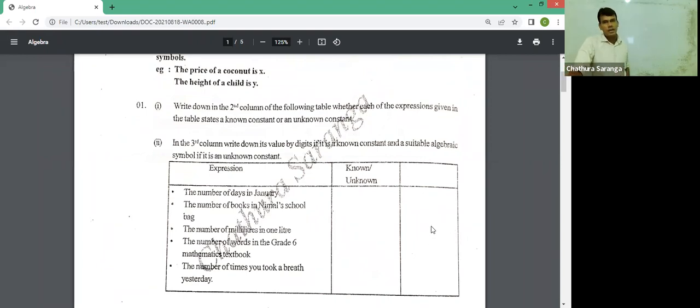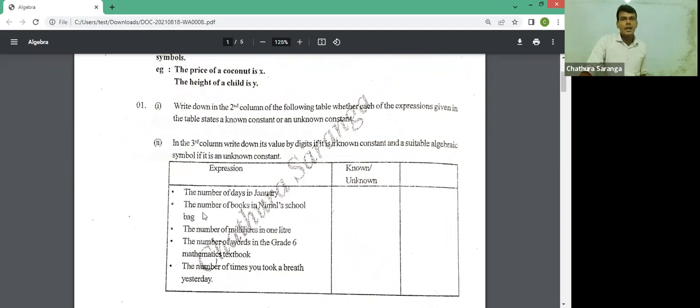Let's look at the example. The number of days in January. Known or unknown? Known. Then in the third column, what? 31. Very good. If it is known, we have to write that value. If it is unknown, we put a symbol.